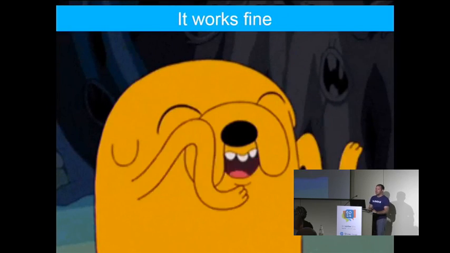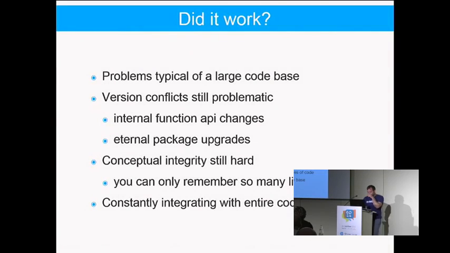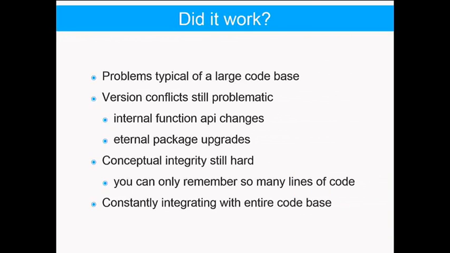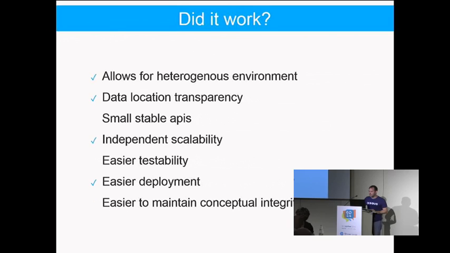So did it work for us? It kind of worked fine. It was still a large code base, and we got all of the problems of having a large code base with it still. Version conflicts, still very problematic. Whether it's a function or method that you're changing, you've got to integrate that over the entire code base still, or an external package upgrade. We've had lots of problems with Zookeeper Kazoo over the last 2 years because there were several incompatibilities there, and people were using different versions. So the conceptual integrity is basically still hard because you still have almost 200,000 lines of code.